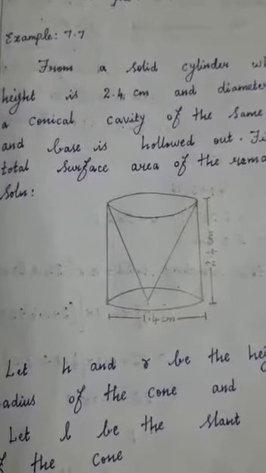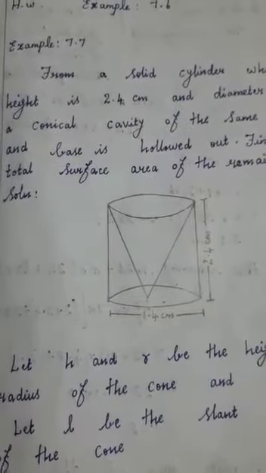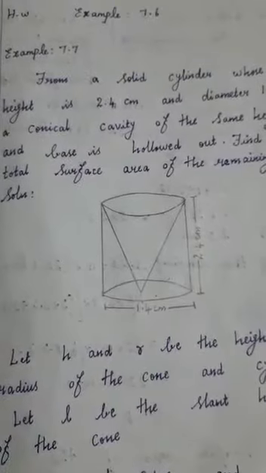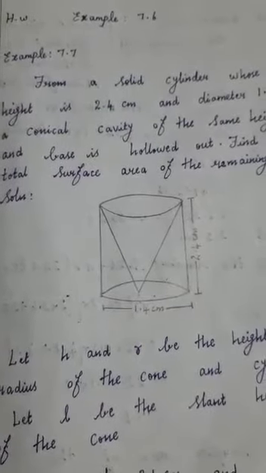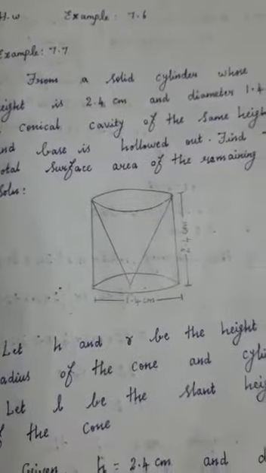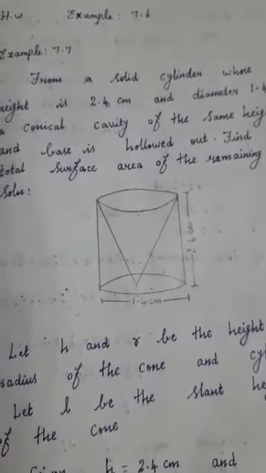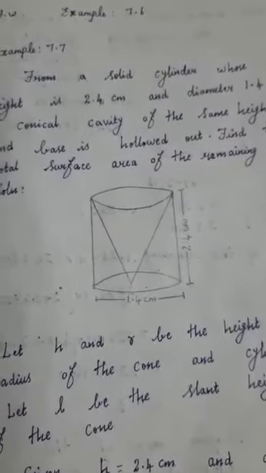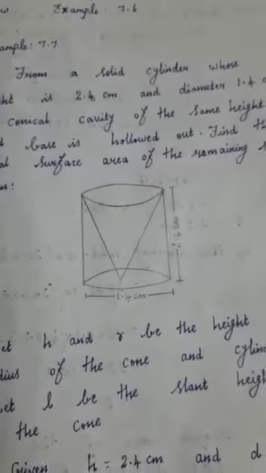Now let us see example 7.7. Now see the question. From a solid cylinder whose height is 2.4 centimeter and a diameter 1.4 centimeter, a conical cavity of the same height and base is hollowed out. Find the total surface area of the remaining solid.